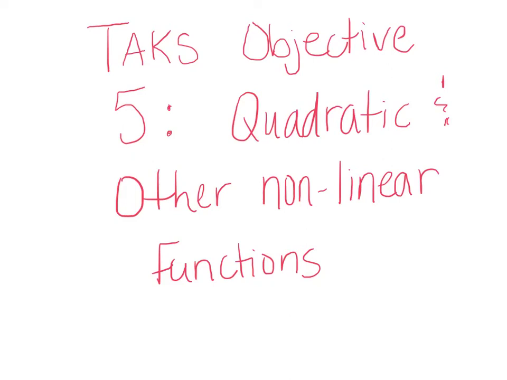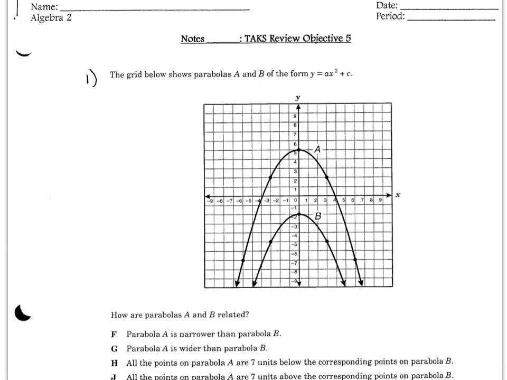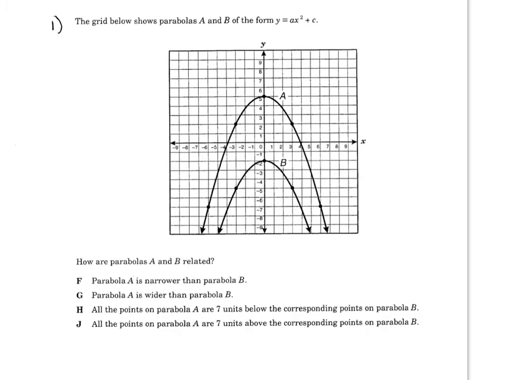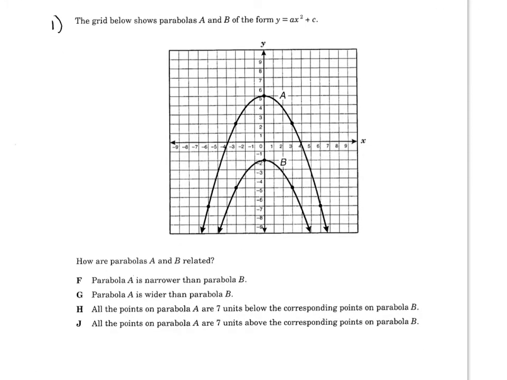This lesson is over TAKS Objective 5, which is over quadratic and other non-linear functions. So let's just dive right in. We've got problem number 1, and number 1 says, the grid below shows parabolas A and B of the form y equals ax squared plus c.